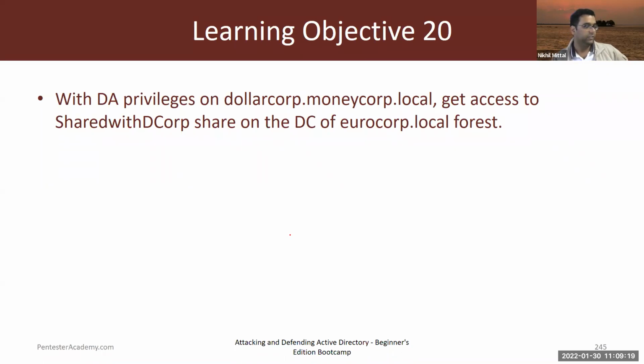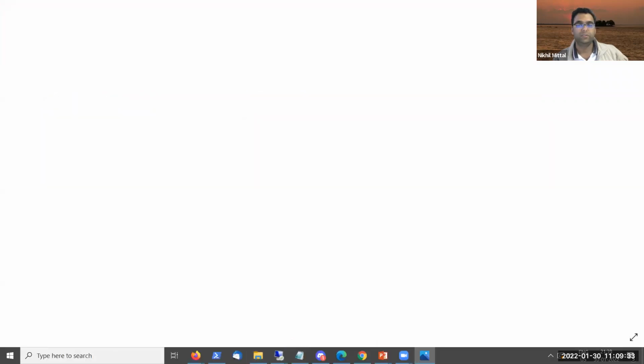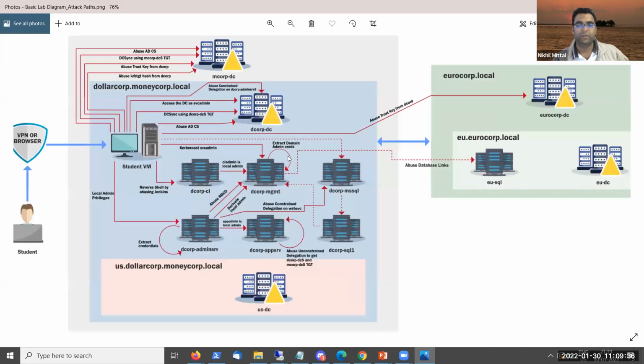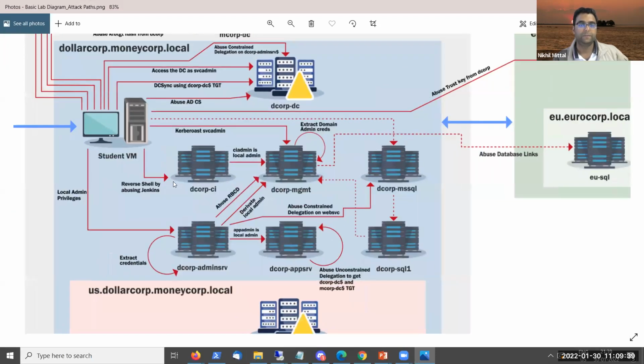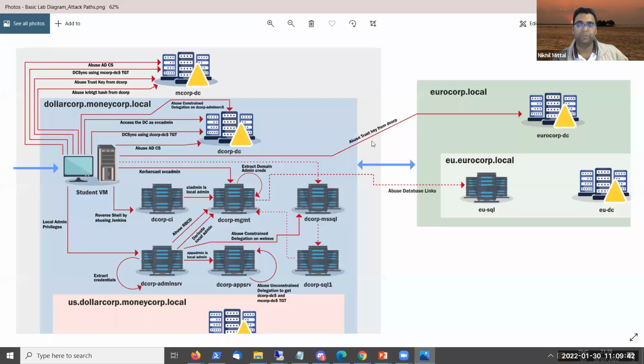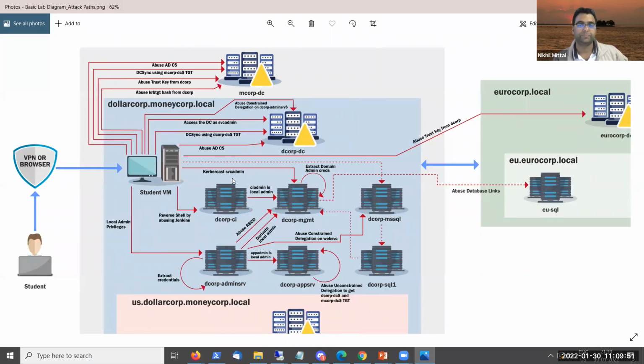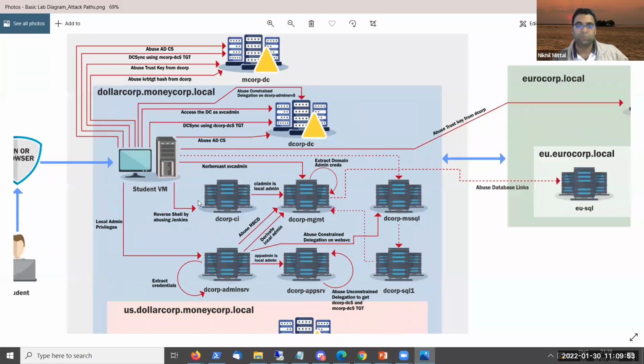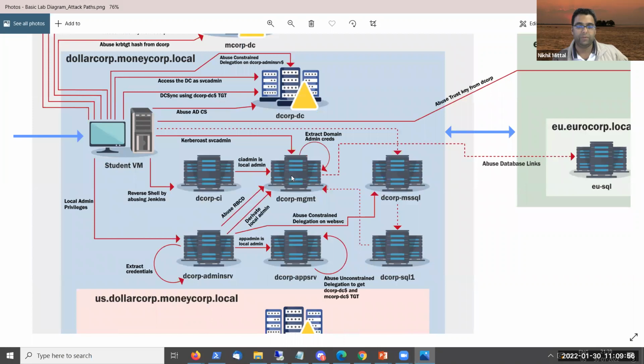Any questions on whatever we have discussed up to now? So where we are, if we look at our attack path diagram, I think that's the one. Yes. So where we are right now, we have seen this just now. By abusing trust key from $corp, we got access to EuroCorp.local, but nothing very interesting. We could just access explicitly shared resources. What else have we done? We've compromised $corp CI. From there, we have gone to $corp MGMT.